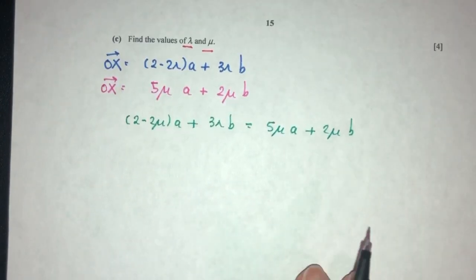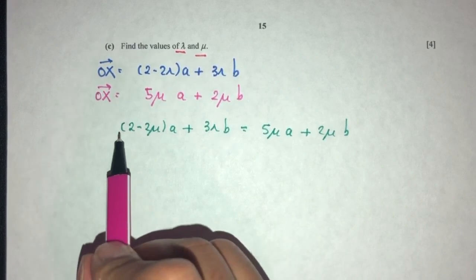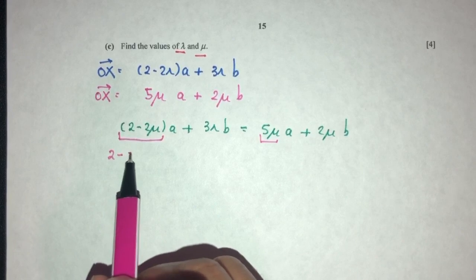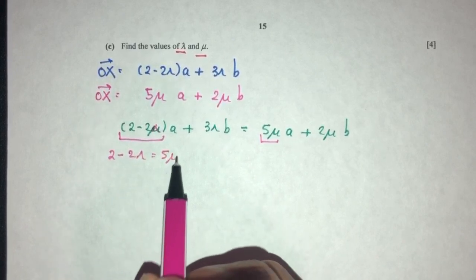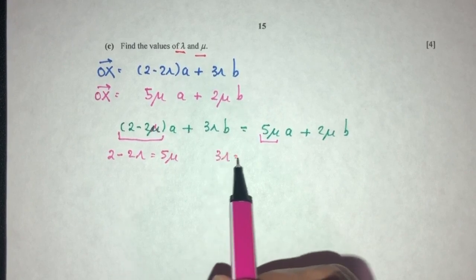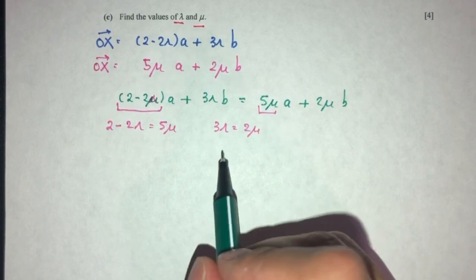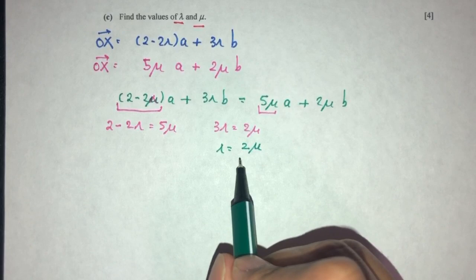Now, let's solve. How do we solve this? By equating the coefficient of A or B. So here, before A we have this, and before A we have this, so we have this equation: 2 minus 2 lambda is equal to 5 mu, and 3 lambda has to be the value of 2 mu. Simplify. So lambda is the value of 2 mu over 3.